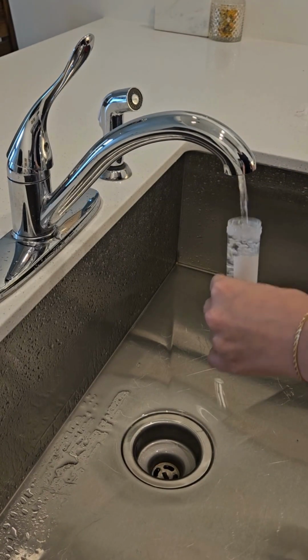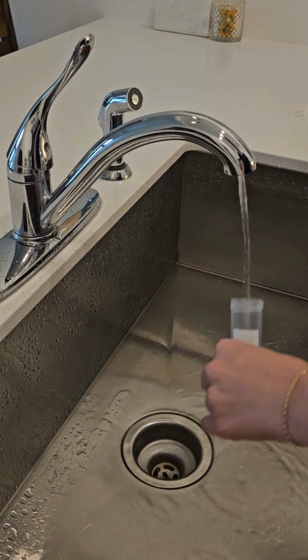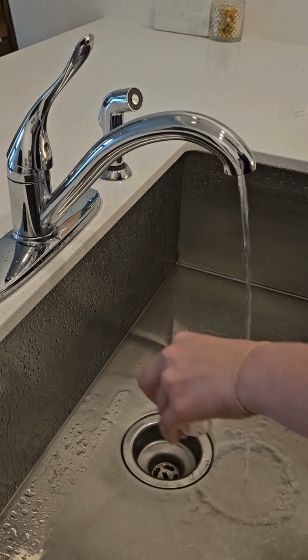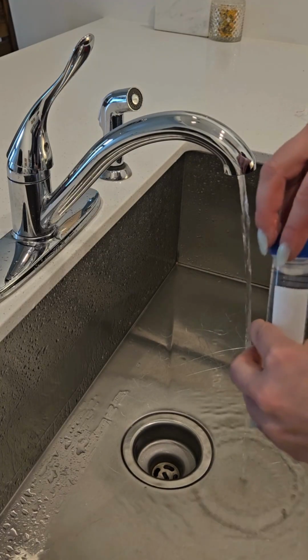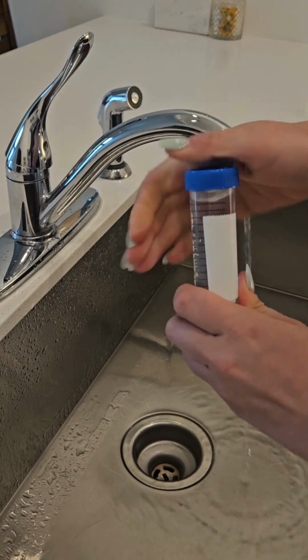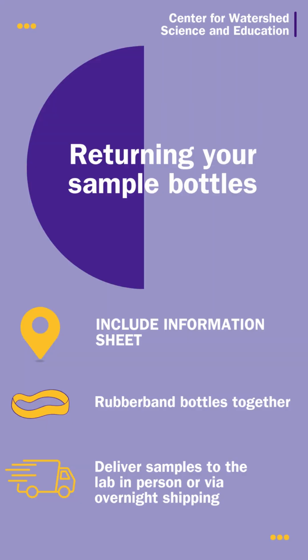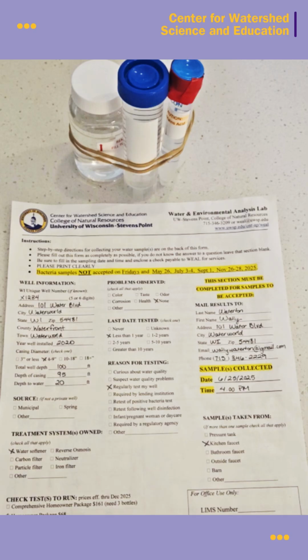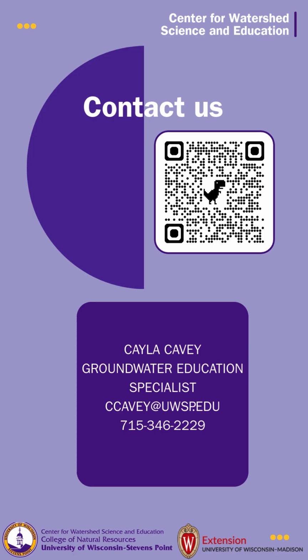Remove the cap and rinse the sample bottle 3 times with water from the tap. Fill the bottle to within a half an inch from the top and then securely replace the cap. Once all samples have been collected and the information sheet has been completed, rubber band the sample bottles together. Return the samples with the information sheet back to the lab, either via mail or in person.